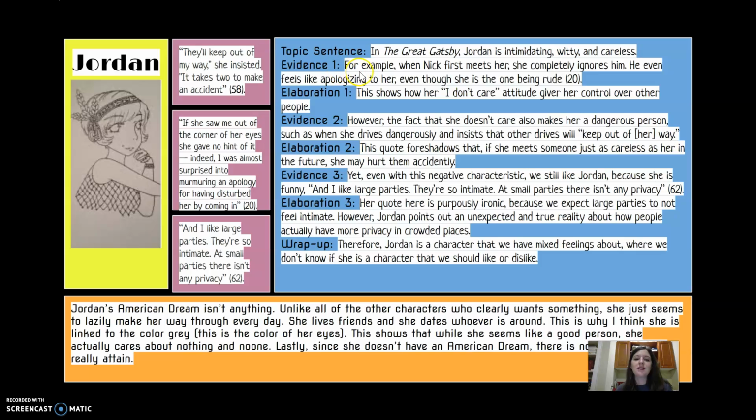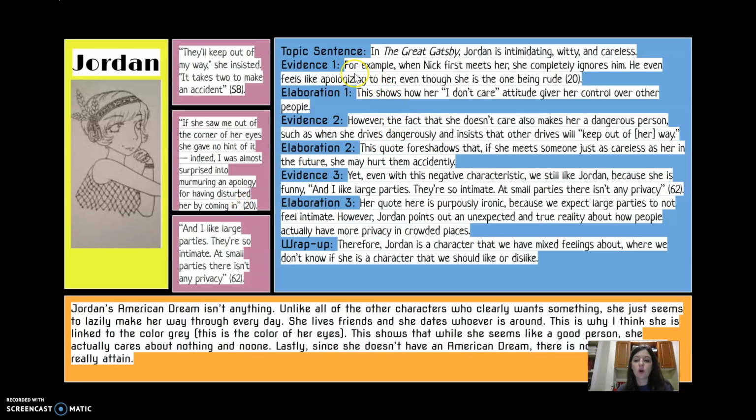So in evidence 1, it says, for example, when Nick first meets her, she completely ignores him. He even feels like apologizing to her, even though she is the one being rude. And that's on page 20. So the student does something really interesting. They have the quote here: "If she saw me out of the corner of her eye, she gave no hint of it. Indeed, I was almost surprised into murmuring an apology for having disturbed her by coming in," page 20.